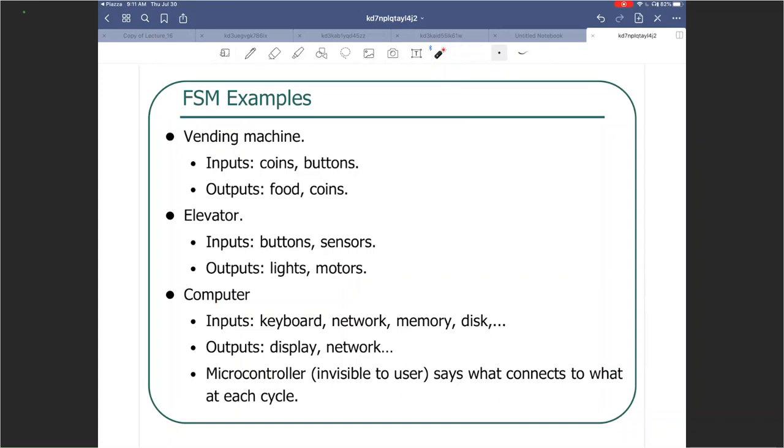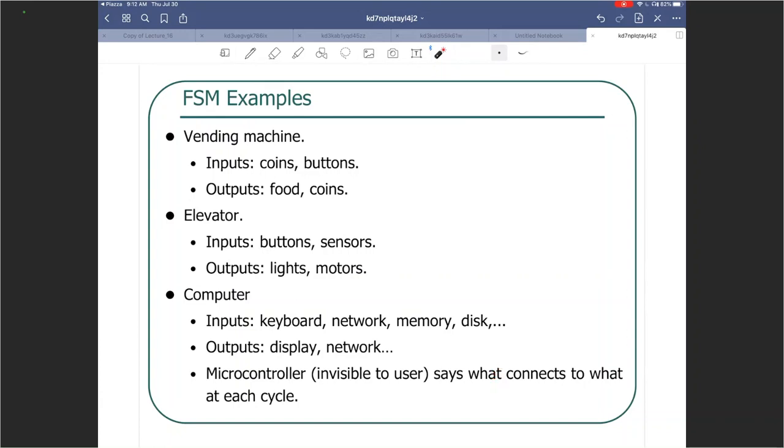A computer is also a finite state machine, and it is probably the most complicated finite state machine. The inputs are what? Keyboard, network, memory, disk. So all those are inputs to the finite state machine called the computer. The outputs are a display, a monitor, a network. And over here, the microcontroller, which is invisible to the user, says what connects to what at each cycle.